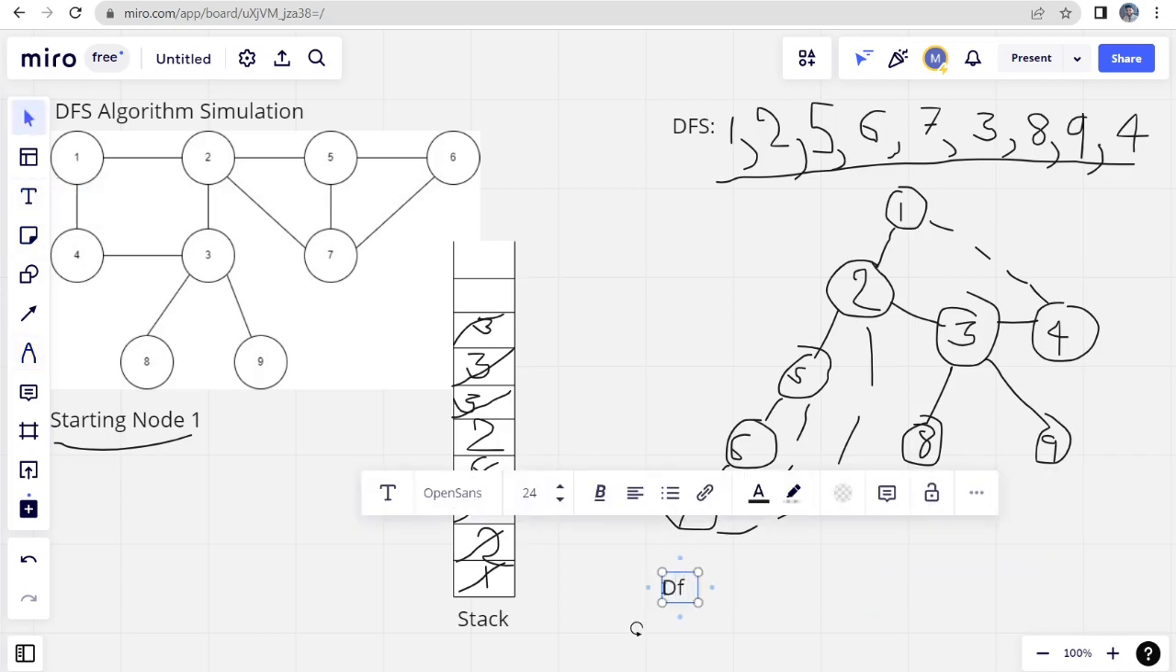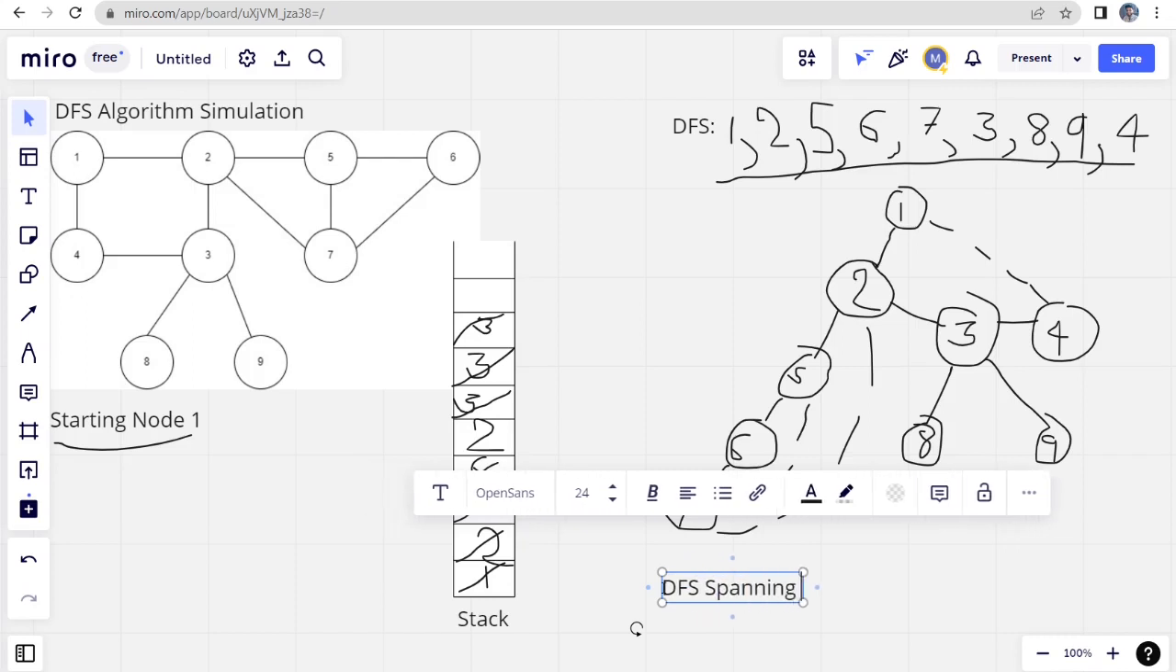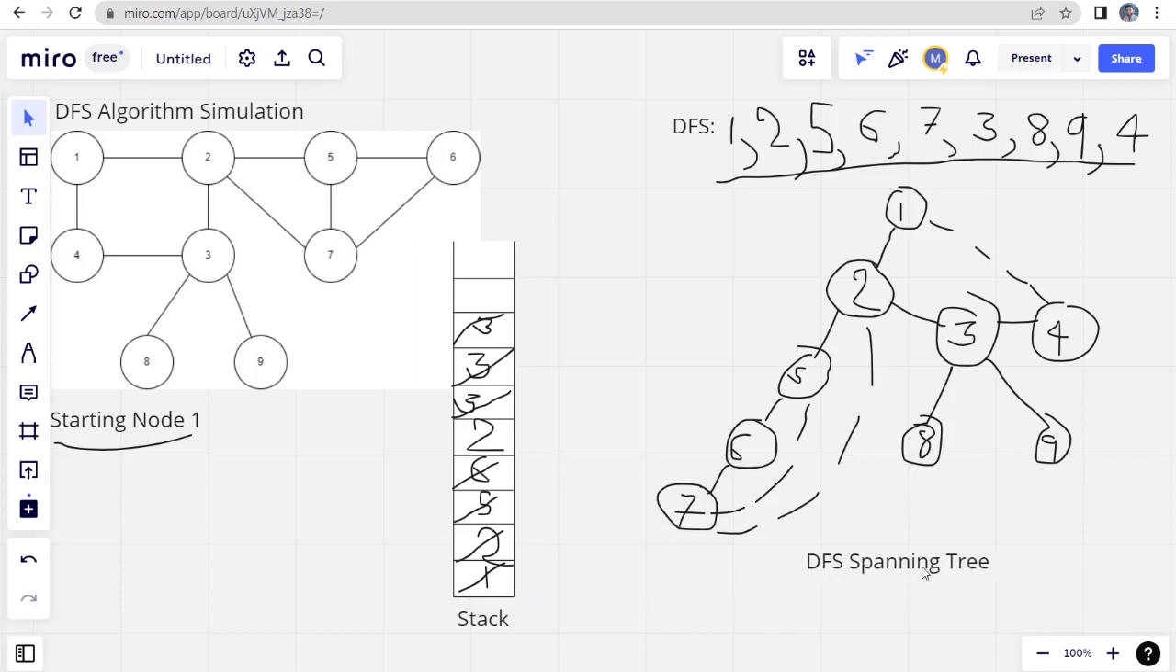We will call this DFS spanning tree. DFS spanning tree. So that's it from the DFS algorithm simulation. Thank you.